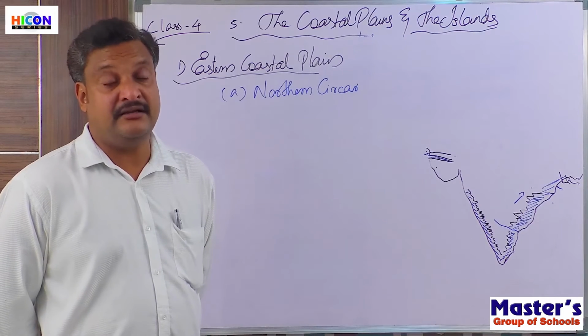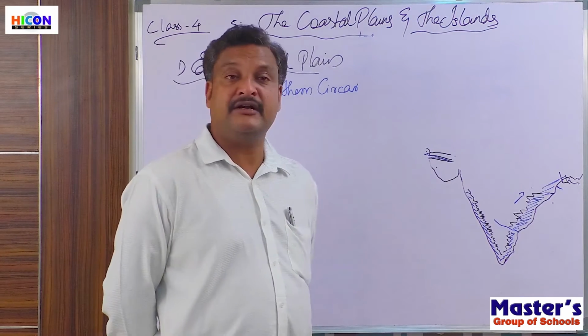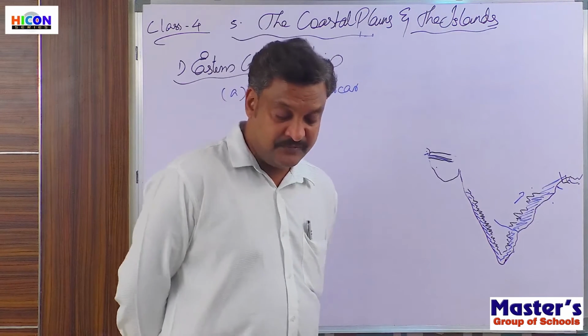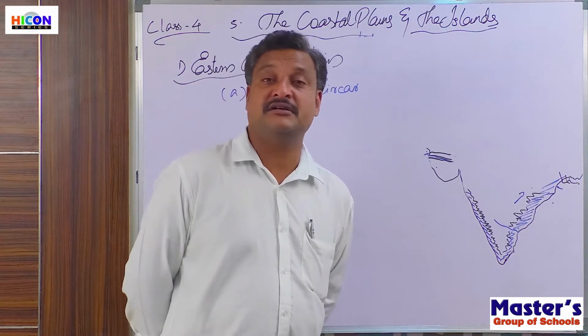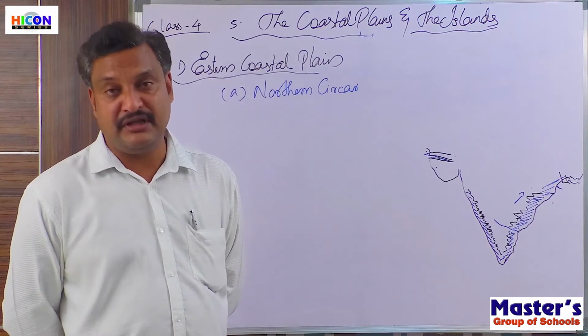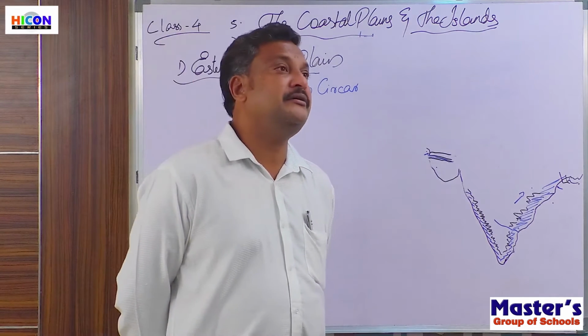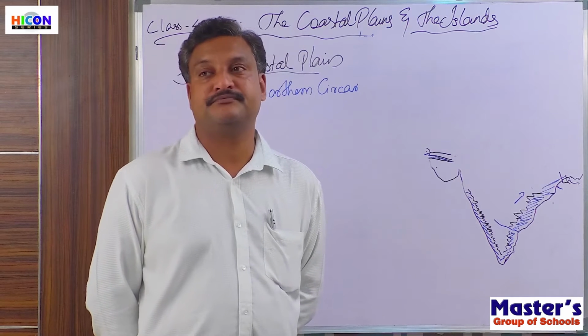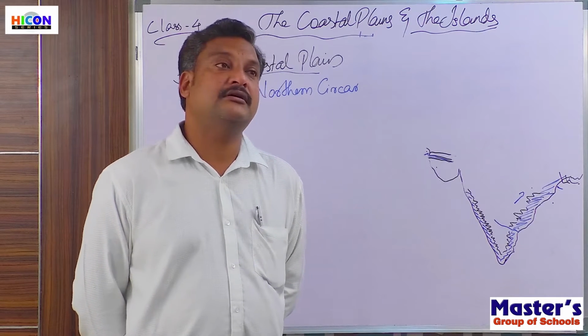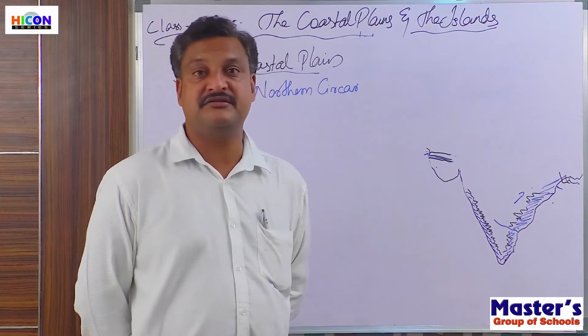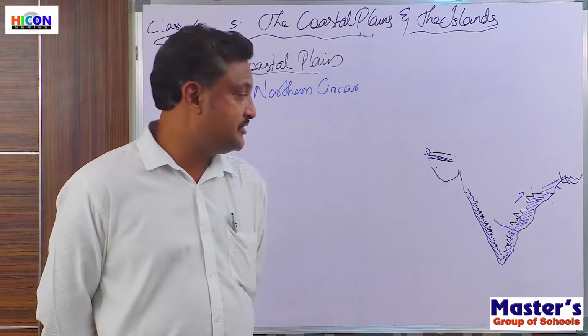The states that are there in this are West Bengal, Odisha, and a part of Andhra Pradesh. It's a very fertile region because it's on the floodplains of so many rivers like Mahanadi, then Damodar, then Godavari, and their tributaries. All these are there in this region.